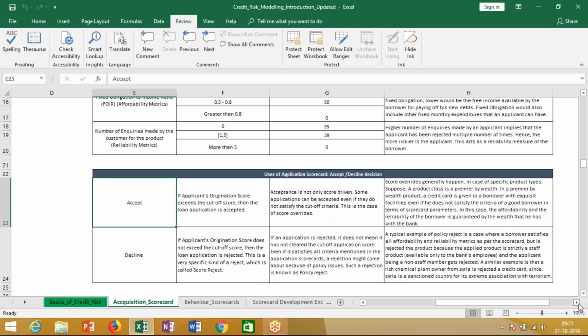Then what you have is decline. If an applicant's origination score does not exceed the cutoff score, then the loan application is rejected. This is a very specific kind of reject, which we call the score reject, where the applicant has not cleared the cutoff application score. Even if it satisfies all criteria mentioned in the application scorecard, a rejection may come about because of policy issues. Such a rejection is known as a policy reject.